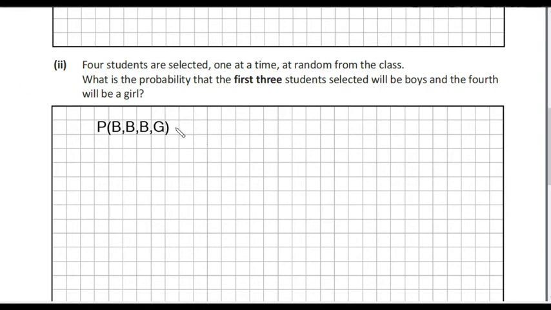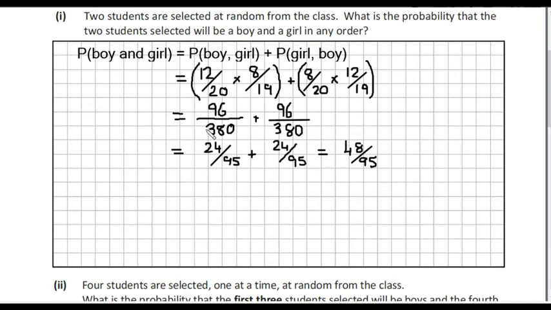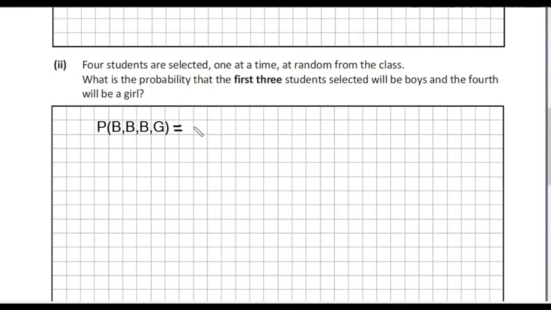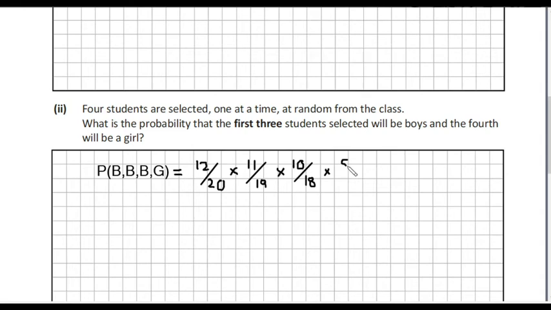So this is going to equal then, again we'll have 12 boys in the class out of a total of 20 students, so the probability that the first student is a boy has to be 12 over 20, and then we need another boy, so there's 11 boys left out of a total of 19 students, and then we need another boy, so it's going to be 10 over 18, and then we need a girl, so multiplied by, there are 8 girls in the class, but there's only 17 students left, so it's going to be 8 over 17.